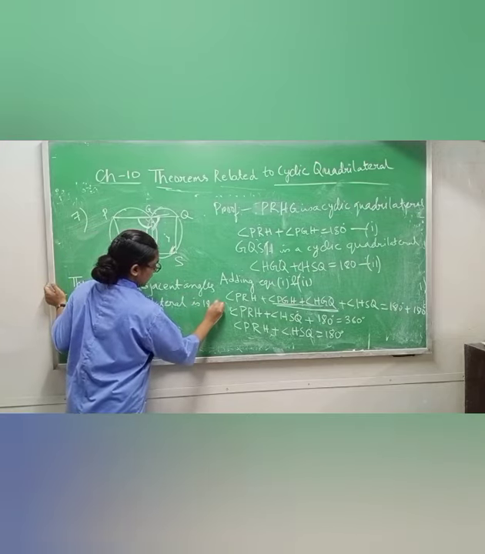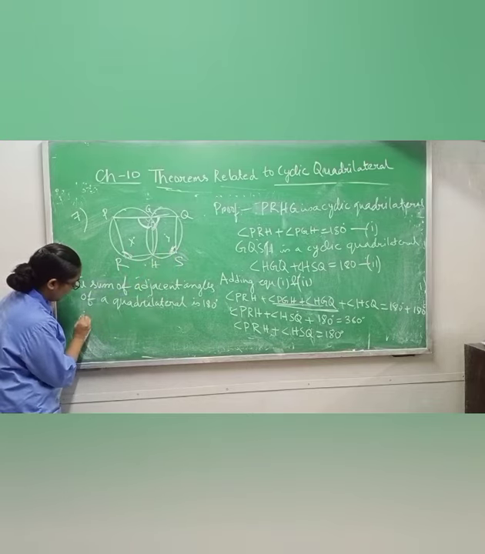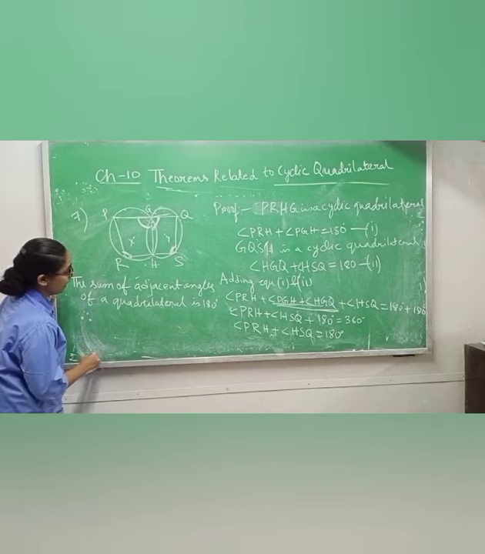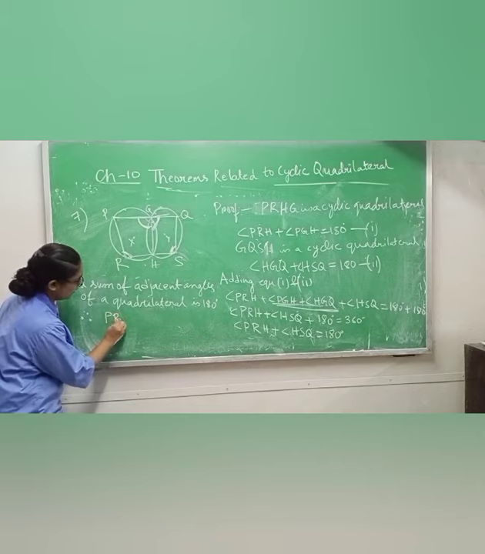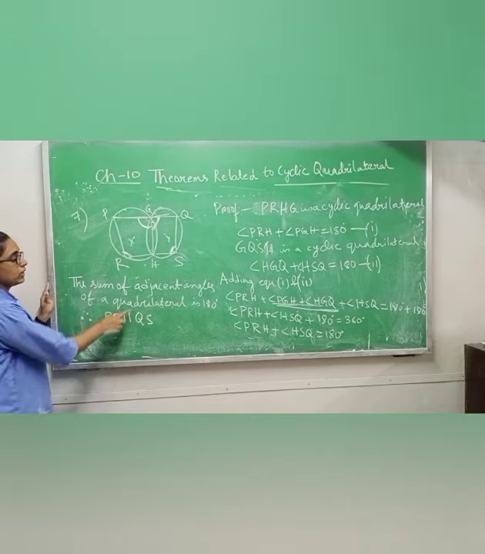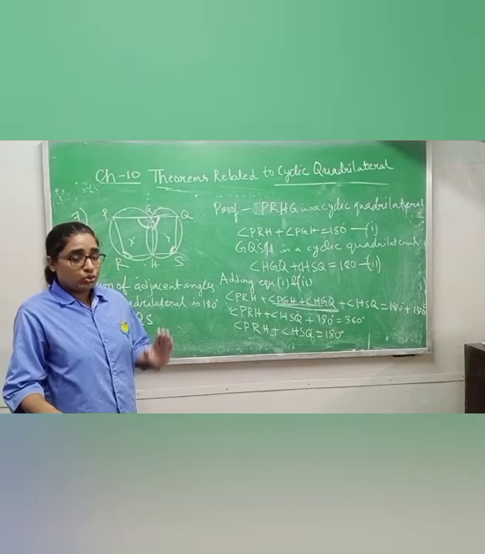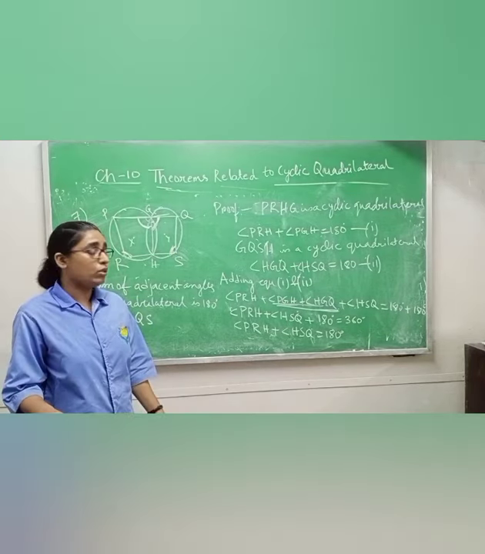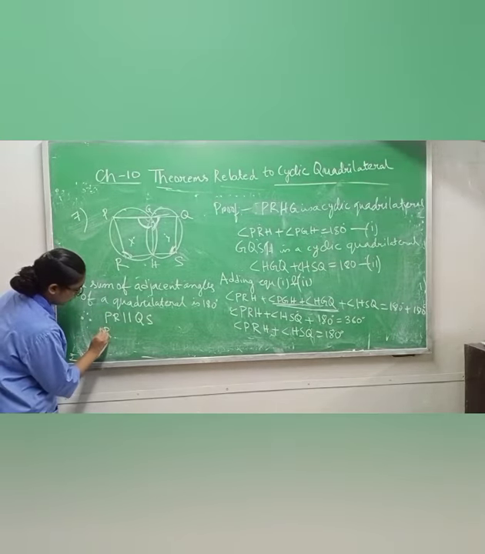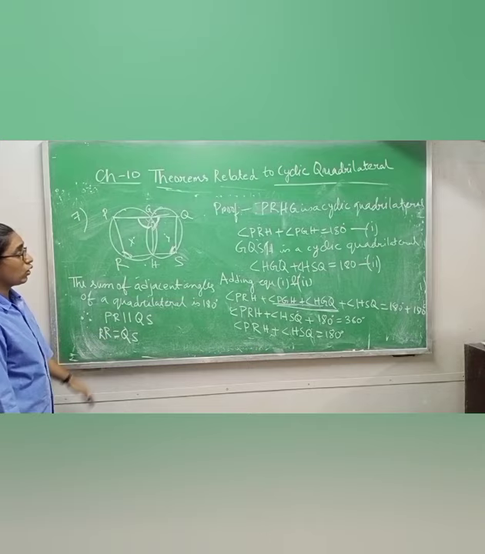is 180 degrees. If the sum of the adjacent angles of a quadrilateral is 180 degrees, therefore what will you write? That PR is parallel to QS. If this is parallel and this one is a quadrilateral, if in class time you have done that if two lines are parallel, it means they are equal also. Therefore PR is also equal to QS.